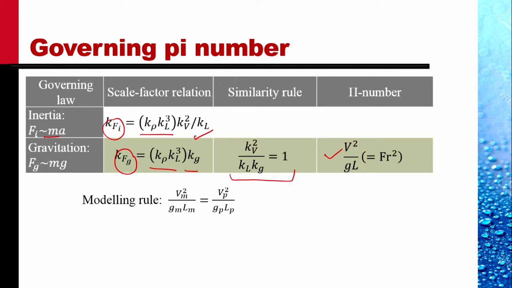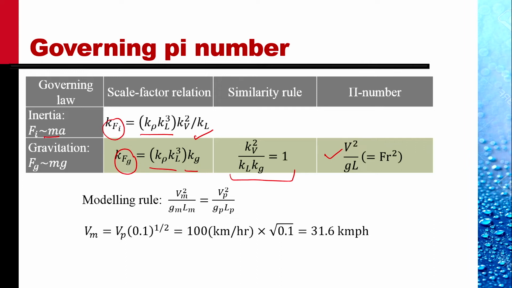So, the modeling rule becomes Vm square divided by Gm Lm is equal to Vp square divided by Gp Lp. Clearly, Gm and Gp are the same. Lm by Lp is 1 by 10. And if we plug in the relation and we plug in the value of the prototype as 100 kilometers per hour, we get the model speed required for similitude to be 31.6 kilometers per hour.